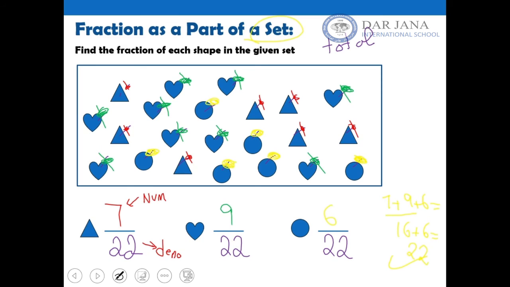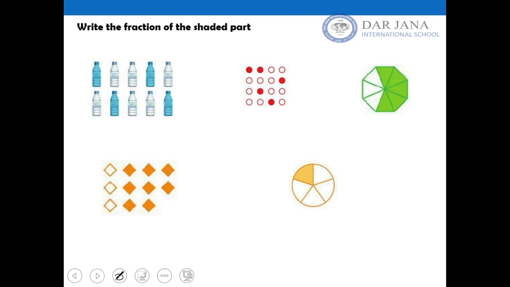We move on to the next example, which is also about the shaded part. We're always going to find the shaded part, but it can be a part of a set or it can be part of a region. Let's see, here it's a set. Here also we can say it's a set. Here it's part of a region, or part of a whole. Anyways, let's try to find the shaded part.